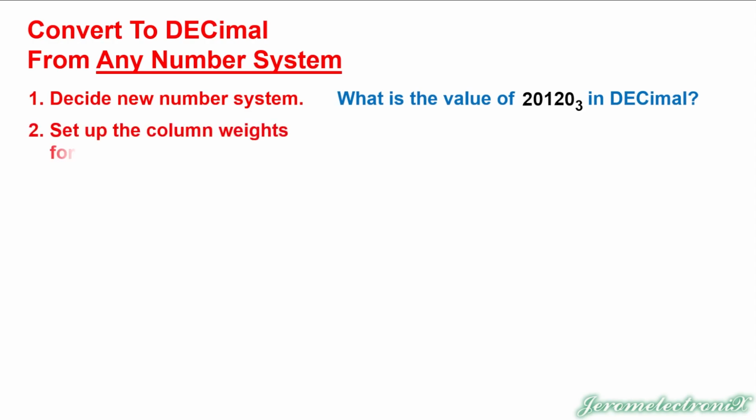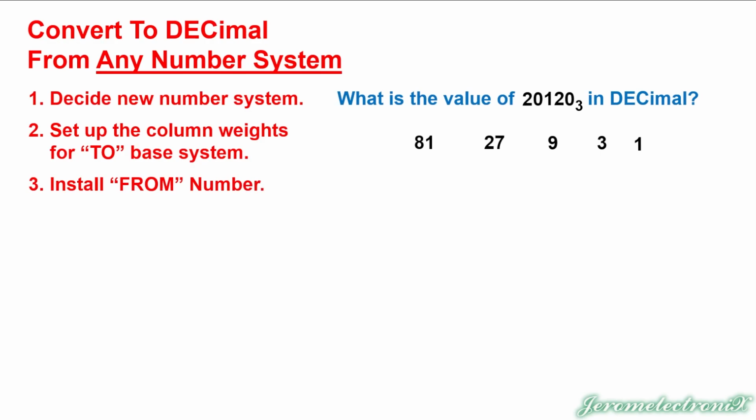Next thing we're going to do is set up the column weights. We do this the same every time. It's the same step. So 3 to the 0th, 3 to the first, 3 to the second, 3 to the third, and 3 to the fourth. Now converting them to their actual weight values. So 3 to the 0th is 1. 3 to the first power is 3. 3 times 3 is 9. And 3 to the third power is 27, and 3 to the fourth power is 81.